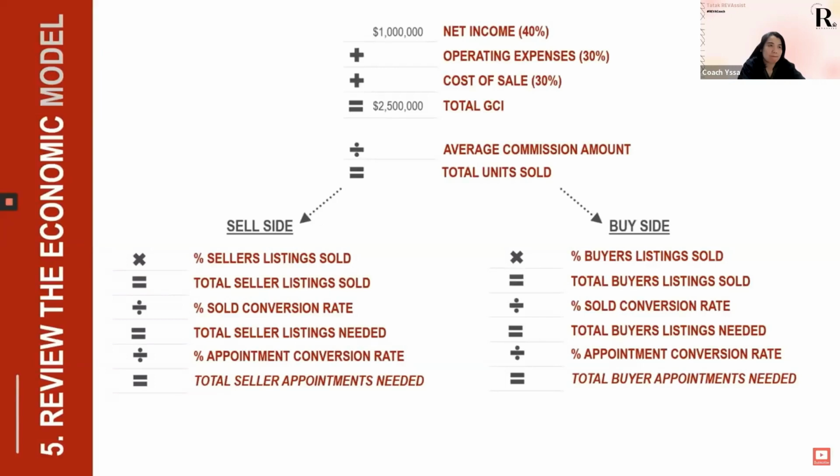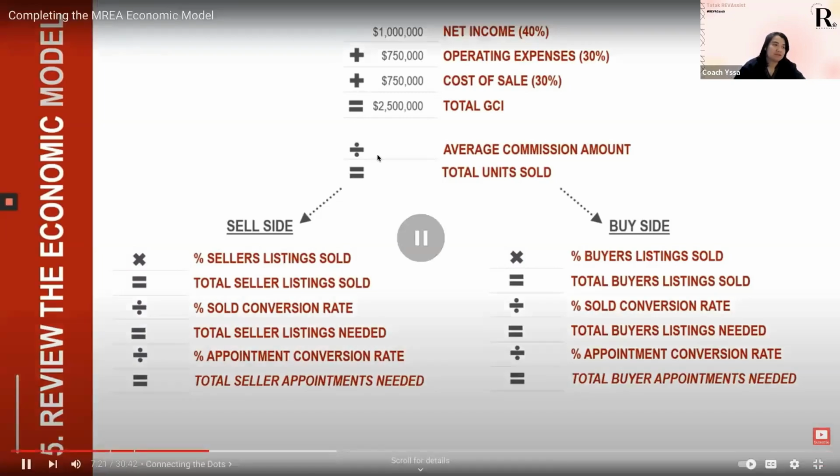So we're going to need to earn about $2.5 million in total GCI. That's going to include $750,000 for operating expenses, which is about 30% of our total GCI, and another 30% for our cost of sale. So we're going to assume our budget for another $750,000. Okay, and that's how we came up to.